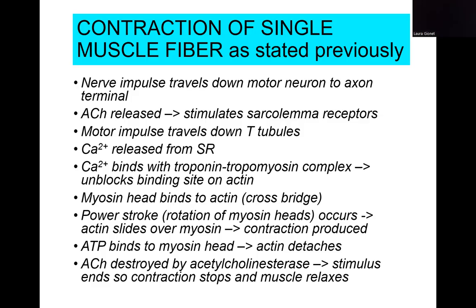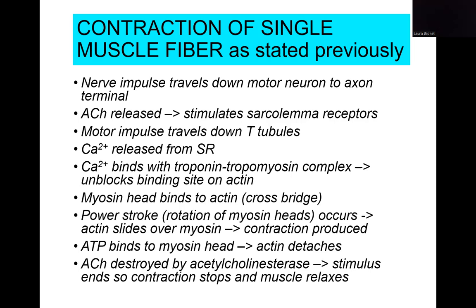And if we have multiple stimuli coming down that motor neuron to keep releasing the calcium from the sarcoplasmic reticulum, we'll get continued contraction. But if we only want one little contraction, then we're going to stop the acetylcholine from being released at the neuromuscular junction. We're going to break it down with the enzyme acetylcholinesterase. By the way, enzymes end in ASE like that. And the stimulus ends, so contraction stops and the muscle relaxes. And that's really what causes the muscle relaxation. We have to block that neurotransmitter at the neuromuscular junction.